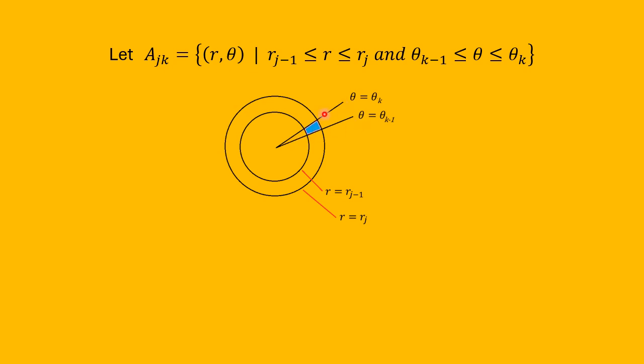We have two rays here. Personally, I think I only know one ray. But in any case, we'll let delta A sub jk be the area of this region A sub jk. So A sub jk by itself is a planar two-dimensional region. Delta A sub jk is going to be the area of that subregion.